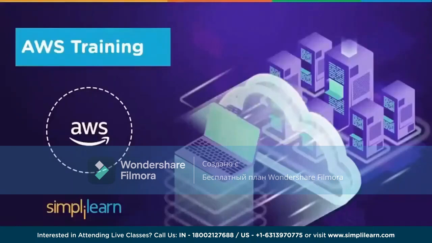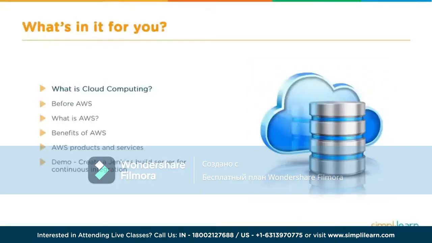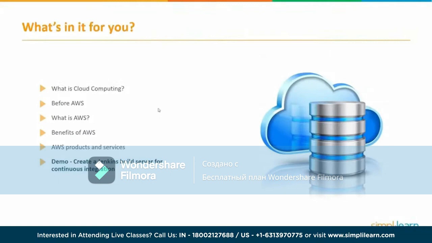In this section, we're going to talk about what is cloud computing and how things were before AWS, and we're going to talk about what is AWS and the benefits of AWS and the products and services that Amazon offers as of now. And then finally, we're going to end this session with a project that is going to help us understand how to create a Jenkins build server for continuous integration. And in this project, we will learn about how to deploy and host Jenkins, an open source automation software predominantly used for CI/CD, otherwise continuous integration and continuous deployment.